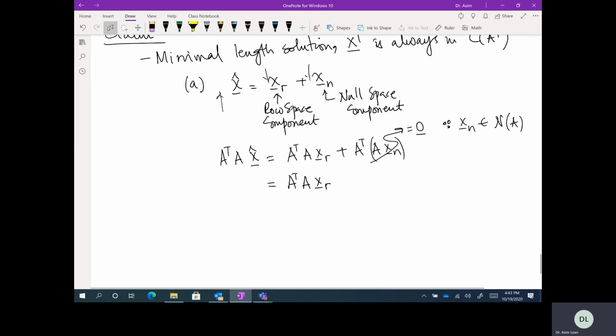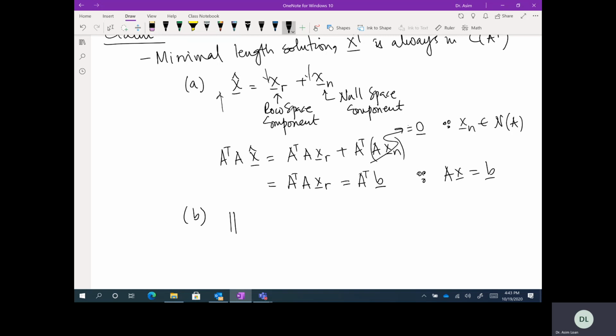Okay. Second, this is equal to A transpose b. So when I multiply A transpose A, this is equal to A transpose b, because Ax equals b. If I multiply A transpose here, obviously it's going to be A transpose b.